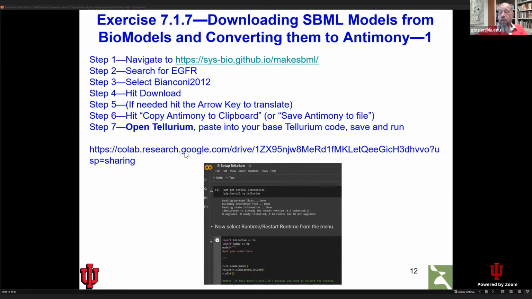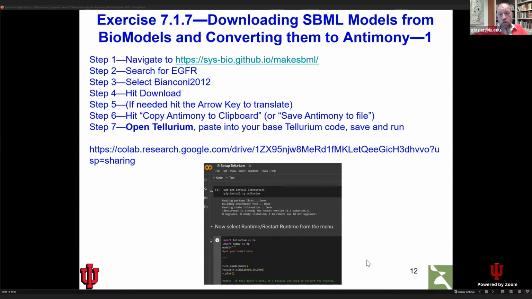So copy the code. Here in the code that I shared with you in Colab: import Tellurium as TE, import NumPy as NP, model equals triple quotes, paste it there, r equals TE load a model, r equals r.simulate 0 to 10, r.plot. And tell me what you get.